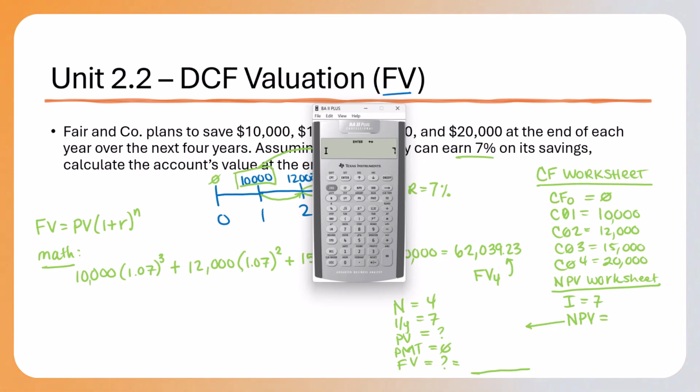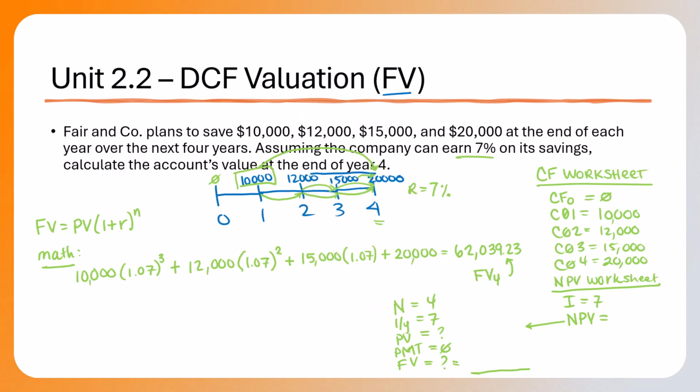We'll enter in a value for 7 for the interest rate. We will arrow down and hit compute. The present value, that wasn't part of this question, but the present value of this set of cash flows is $47,329.43.